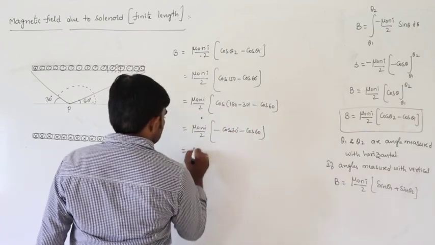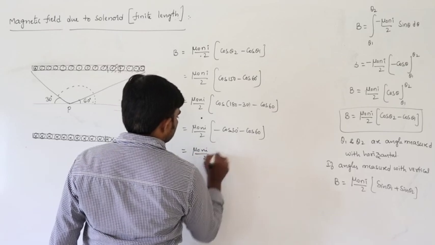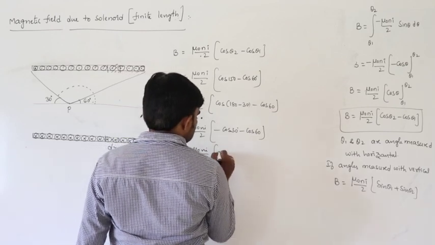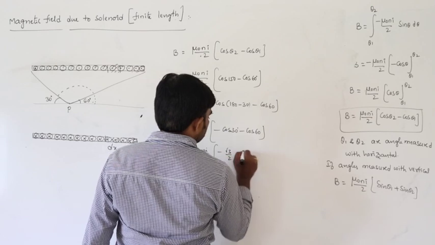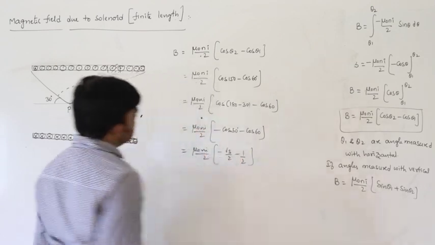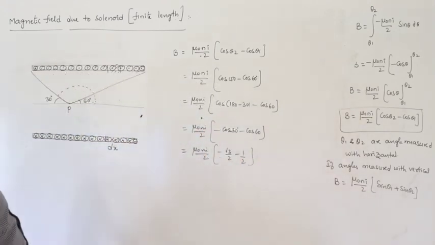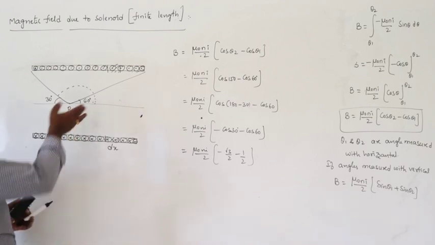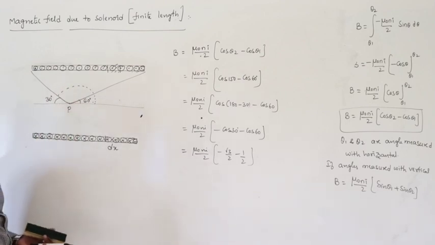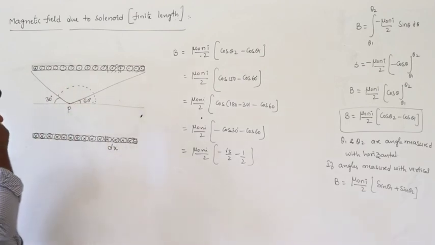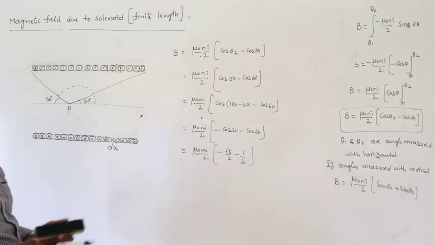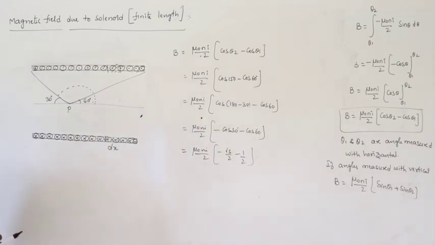So that is mu naught Ni by 2 times (minus cos 30 minus cos 60), which is minus root 3 by 2 minus 1 by 2. This is the magnetic field. We got negative because the field is opposite to the direction of the current. So this is the situation for calculating the magnetic field due to a solenoid of finite length.